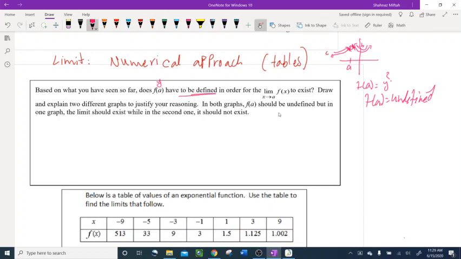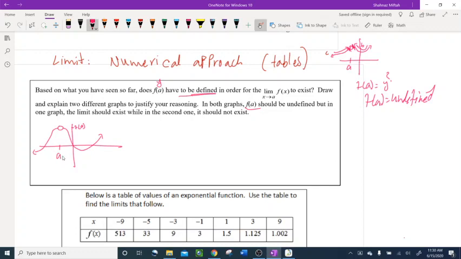In both graphs, f of a should be undefined, but in one graph the limit exists and in the second one the limit does not exist. So we're going to make f of a undefined either way, where one limit exists, one limit doesn't exist. So I'm going to make a graph, for example, that's a, and f of a is supposed to be undefined, so it's a hole. That's x equal to a, and that is the y value for this a. And my graph goes something like this.